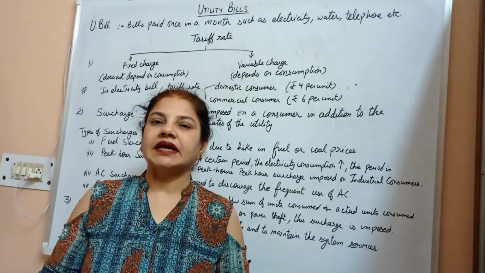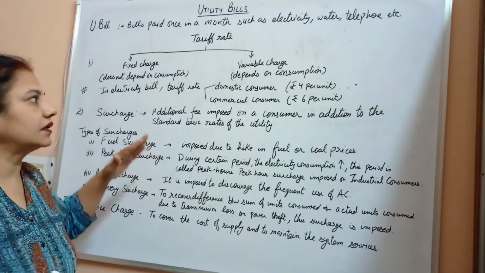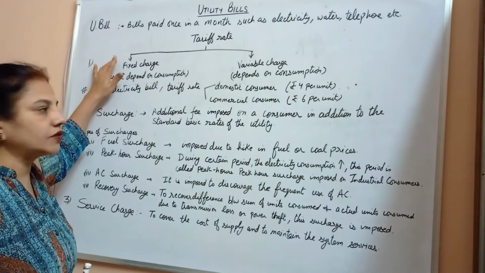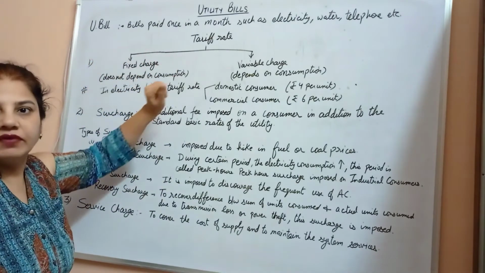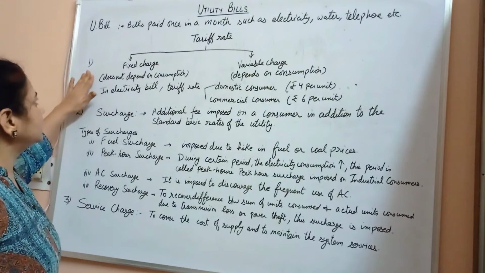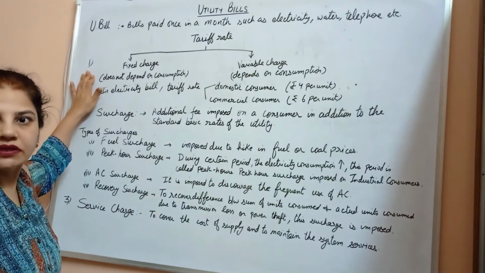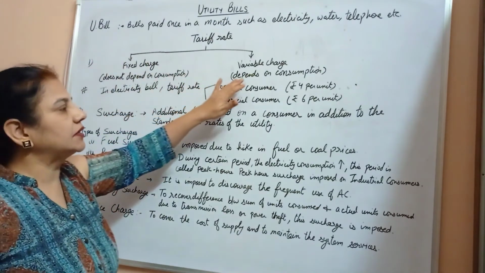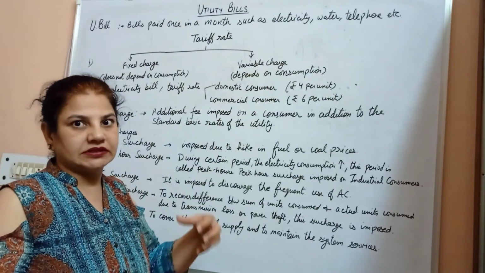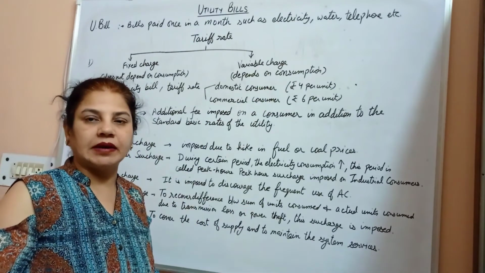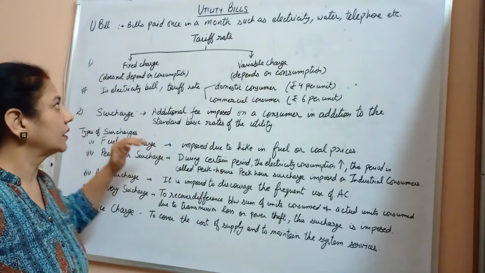Tariff rate. The tariff rate consists of two parts: fixed charges and variable charges. Fixed charges do not depend upon the consumption, whereas variable charges depend on the consumption. Whatever the consumption is, the charges will be applied accordingly in variable charges.